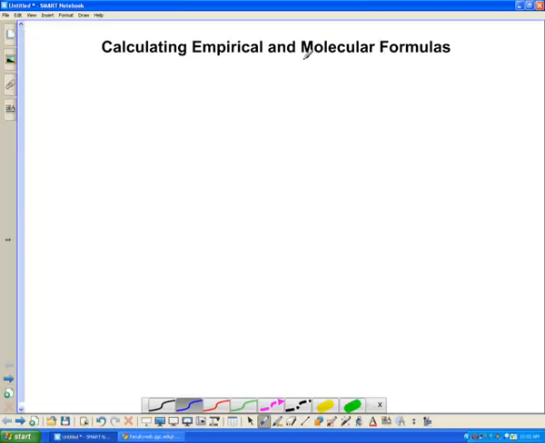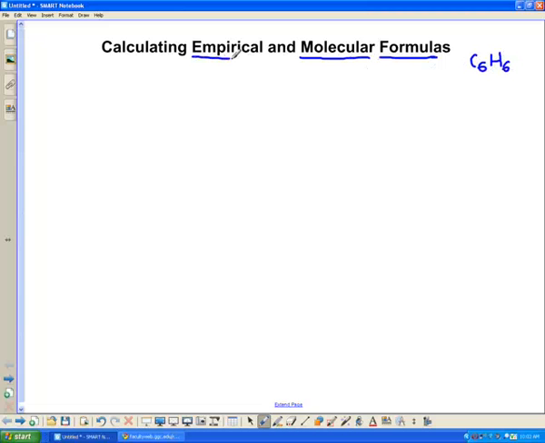Well, you'll have heard the term molecular formula before. It's the ratio of atoms of different elements in a molecule. For example, the molecule benzene consists of 6 carbon atoms and 6 hydrogen atoms. It doesn't tell you anything about the structure, it just tells you the formula, what atoms are present. So the molecular formula is the actual number of atoms of each element present.